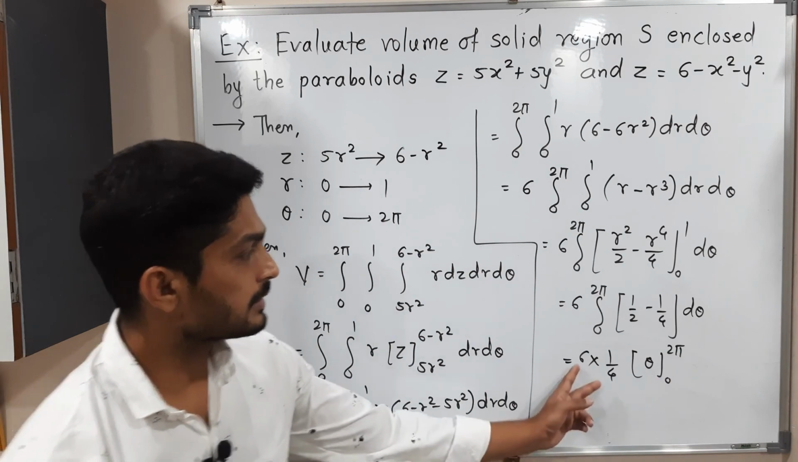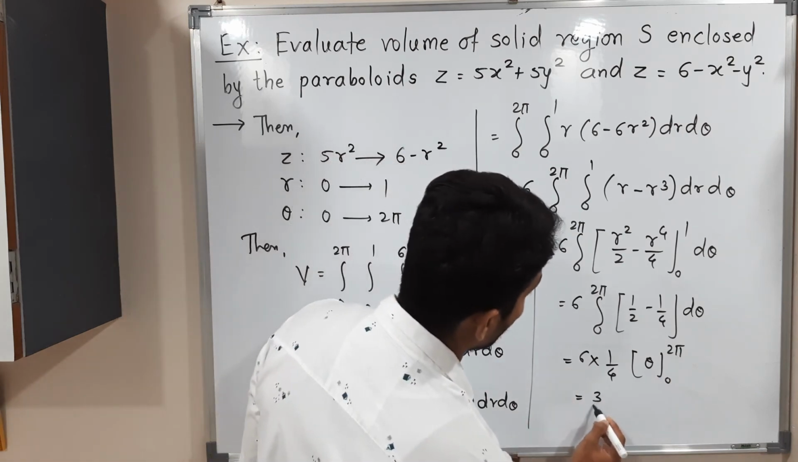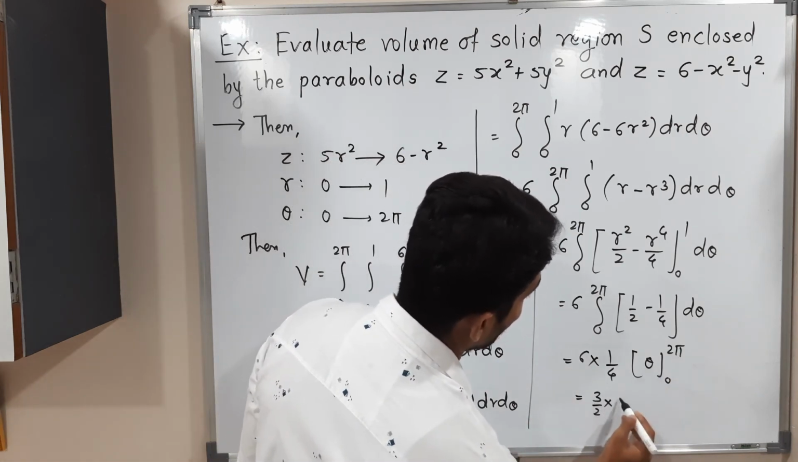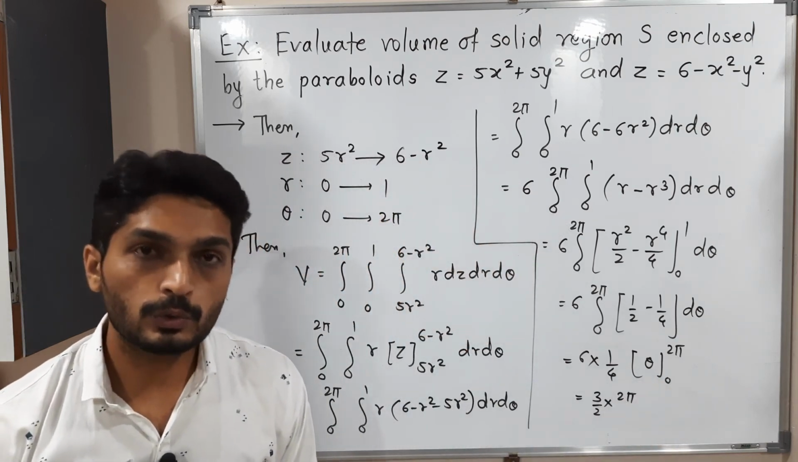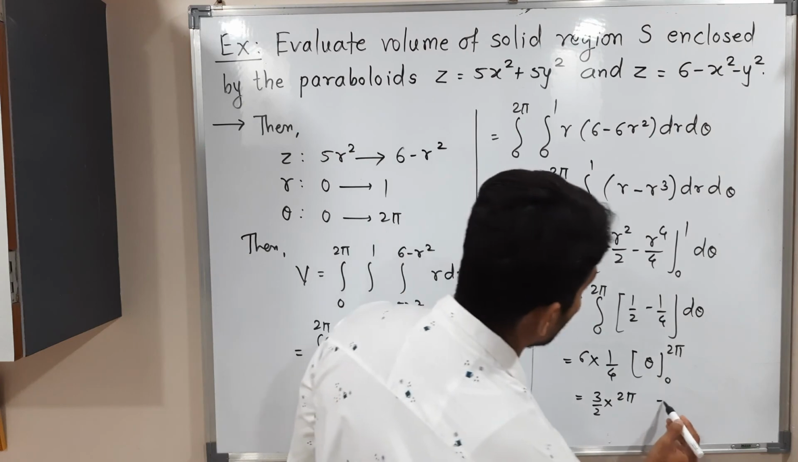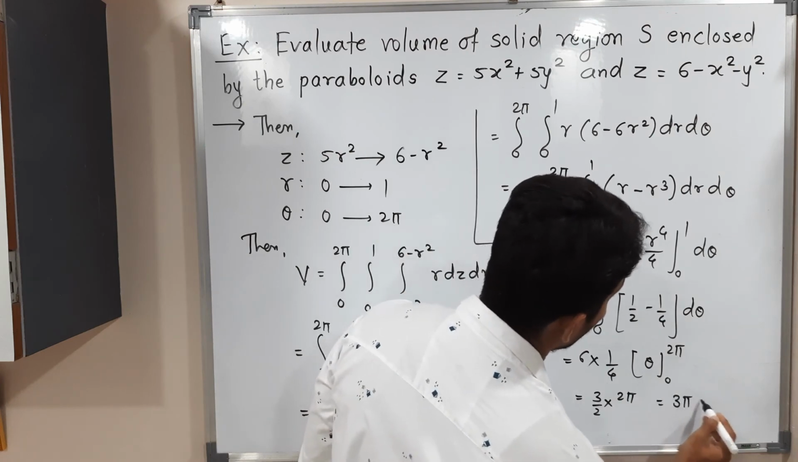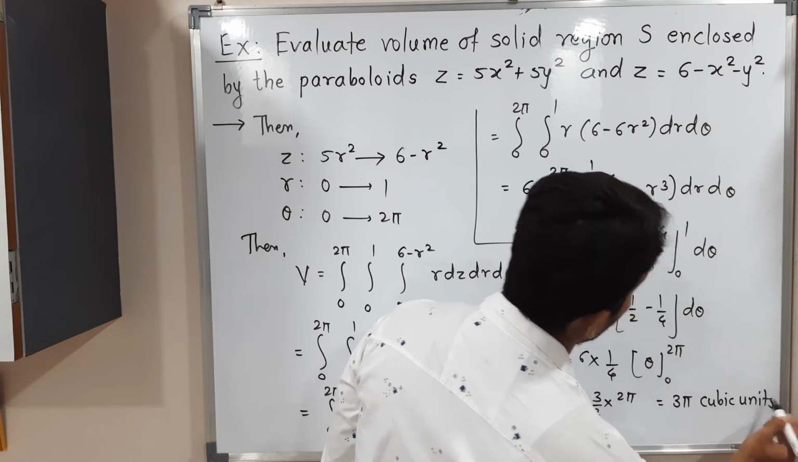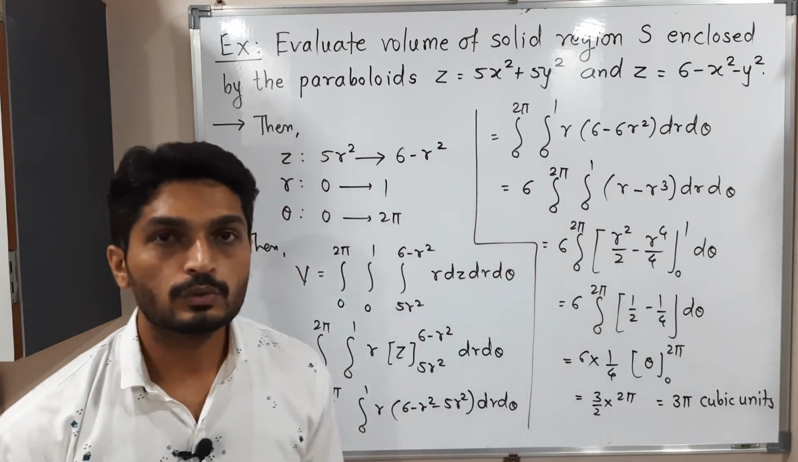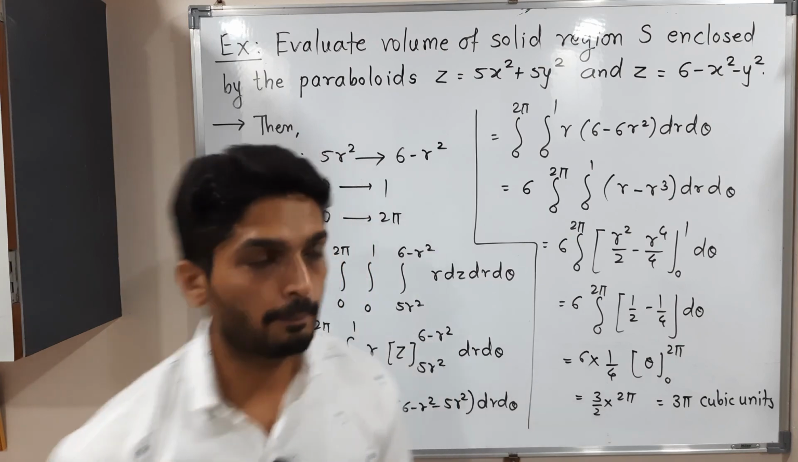What will happen? This 2 will get cancelled. 3 by 2 into 2 pi. If you put lower limit 0, we will have 0. So 2 will get cancelled and we will have here 3 pi. Cubic units I need to mention since we are finding volume. So that's why the required answer is 3 pi cubic units.